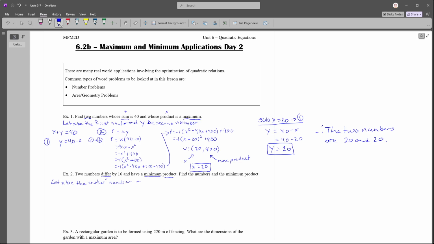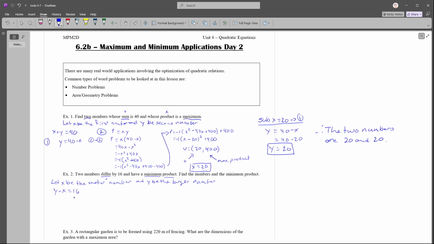Okay, and we'll say y will be the larger number. Okay. Now what do we got? Now we have to actually create our equations. So we know that they differ by 16. So that means the larger number subtract the smaller number is going to give us 16. So we have y minus x is equal to 16.